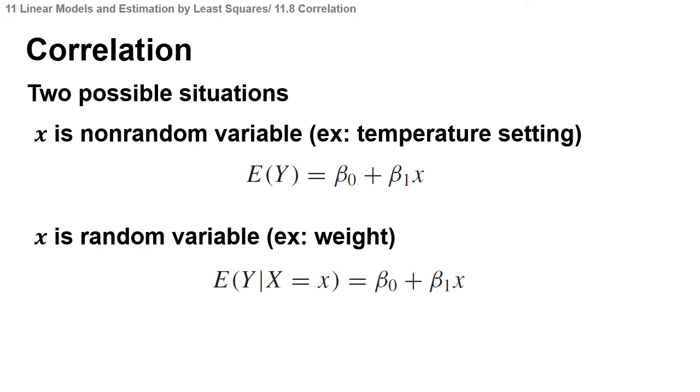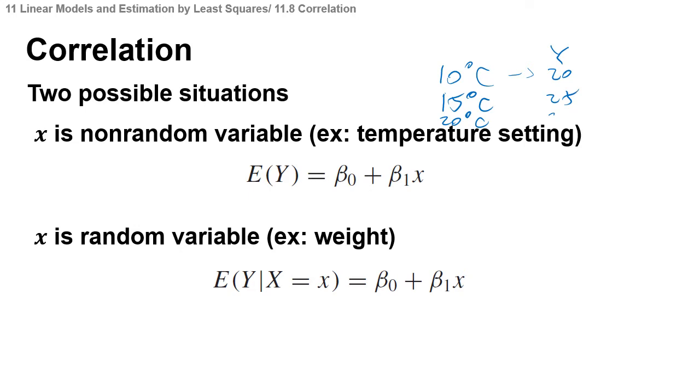The first scenario is the case where x is a non-random variable. In this case, we can control the x variable. For example, if x is temperature settings and the y variable is some yield with respect to that temperature, then we can set the temperature to 10 degrees Celsius, 15 degrees Celsius, and 20 degrees Celsius, and y is the response, like a yield value. For 10 degrees Celsius, we get something like 20, 25, or so.